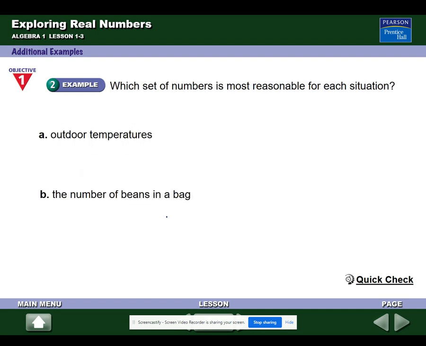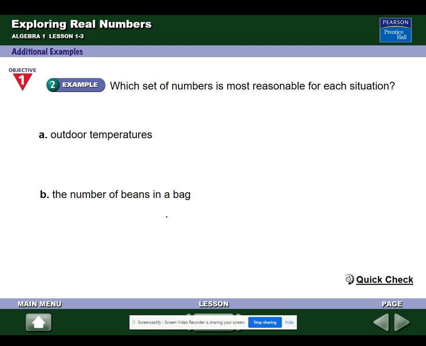Okay. Now, this sets up an interesting debate. Which set of numbers is most reasonable for each situation? The first one they give us is outdoor temperatures. It really depends on how you look at this one, and I will try to make sure that I don't put something ambiguous like this on a test, or I'd have to accept multiple answers. Because somebody might think, well, the temperature doesn't go from 77 to 78 without passing all of those numbers in between. And in that case, we'd be talking about really a real number only.